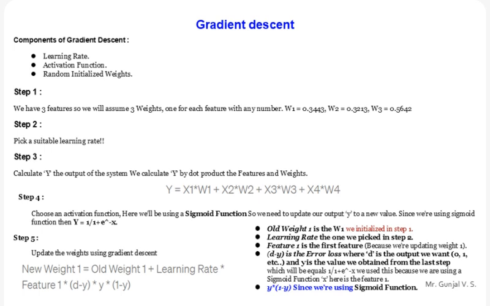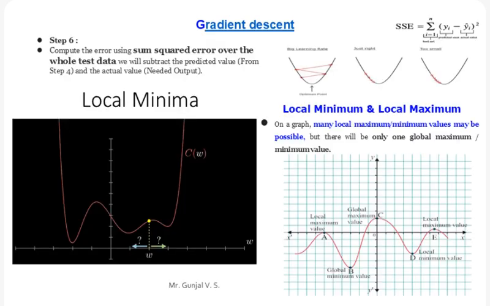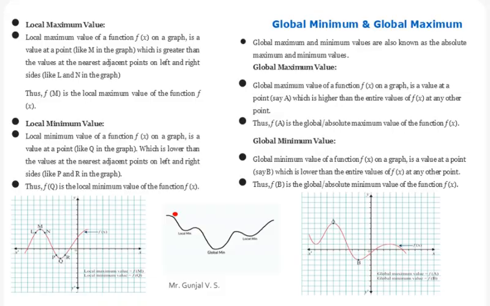weights using gradient descent. Local minima and maxima are points on a graph where the function reaches a minimum or maximum value, respectively. On a graph, many local maximum-minimum values may be possible, but there will be only one global maximum-minimum value. Global minima and maxima are the absolute minimum and maximum values of a function on the graph. The global minimum value is the lowest point on the graph, while the global maximum value is the highest point.